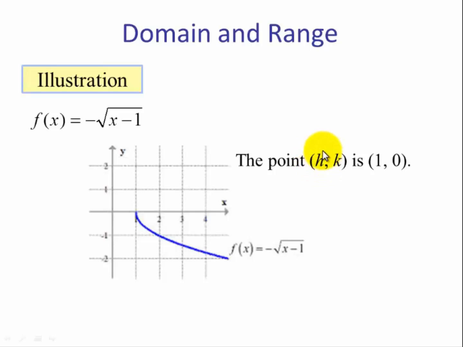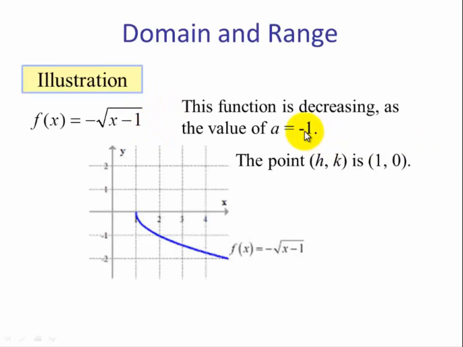We can see that h is a positive 1, k is 0. We're not adding or subtracting anything. This function is decreasing because the value of a is a negative 1. And from the graph, we can see it's decreasing. As x gets larger, y gets smaller.